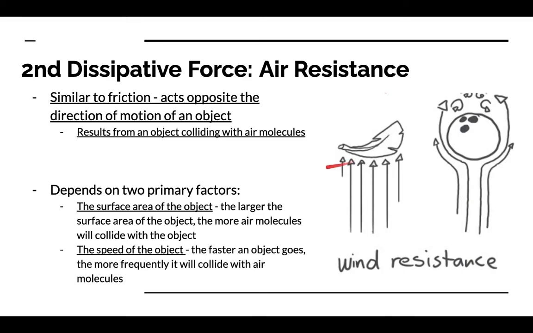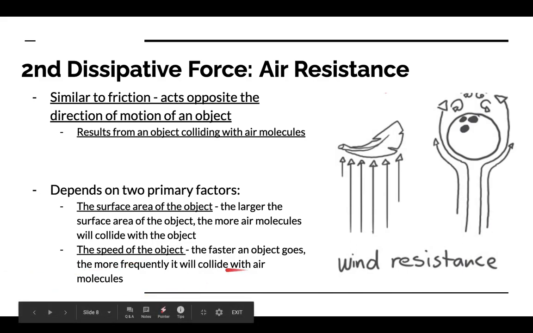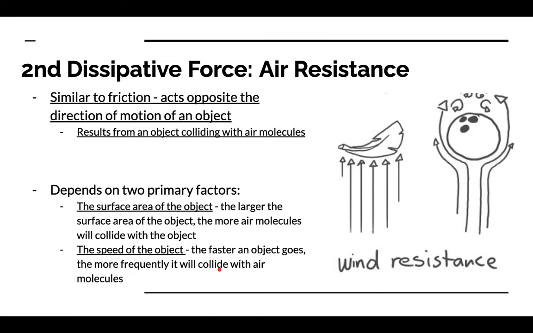The second factor is the speed of the object. So the faster an object goes, the more frequently it will collide with air molecules, okay? And you've seen this if you've ever stuck your hand out of a car window or you've ever been on a roller coaster. When the roller coaster starts moving, you feel a little bit of wind past you, but then as the speed picks up, you'll notice that there's more wind blowing by you and you can hear the wind rippling by you. It's stronger and stronger and stronger. And this is because the faster an object goes, the more frequently it will collide with air molecules, and thus there's going to be more air resistance encountered.